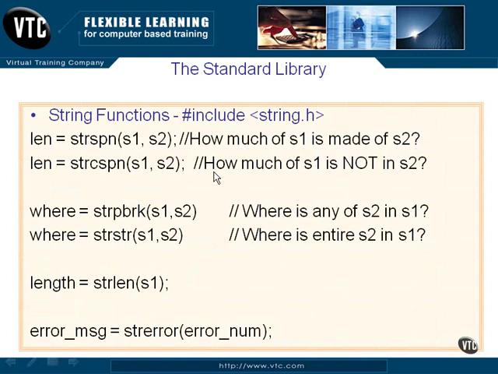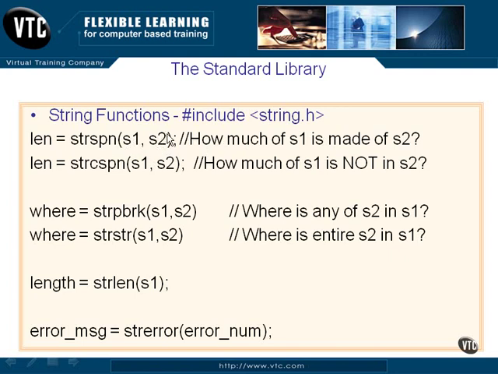Some more string handling. Here we have strspn. What we are looking for is these characters. S2 is a string, but it is a string of characters. It can have A, B, C, D, or some other sequence of different characters. And what we're doing is finding out how much of S1 is made up of S2. So if this is the string, and S2 was the letters HOW, we would see that 3 would be returned because the H, O, and W is where the prefix stops. That's how much of the beginning of S1 is in S2.